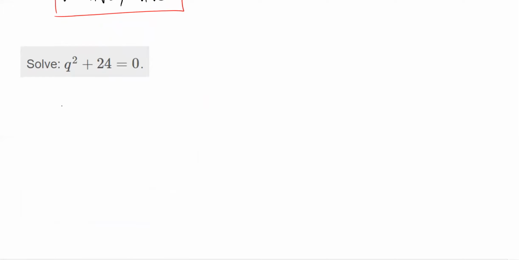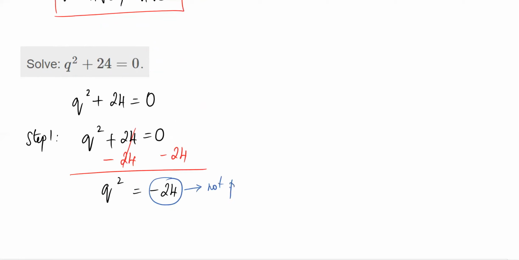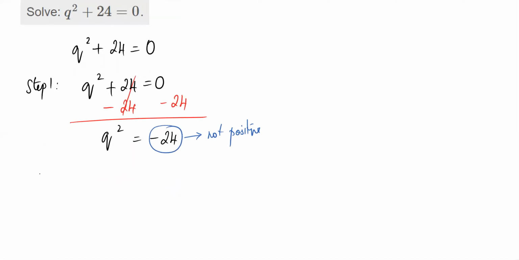Let's look at this last problem. Q squared plus 24 equals 0. Okay, let's isolate this. Q squared plus 24 equals 0. Minus 24, minus 24. Q squared equals minus 24. Okay, right there, we always keep checking after we've applied step 1 to see if this is positive. This is not positive, so we cannot really be guaranteed an answer in step 2.